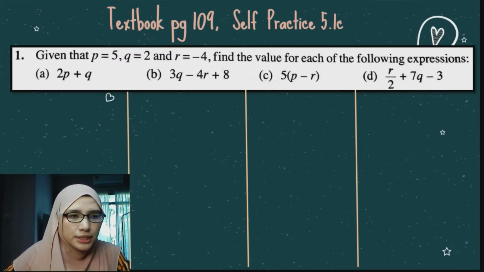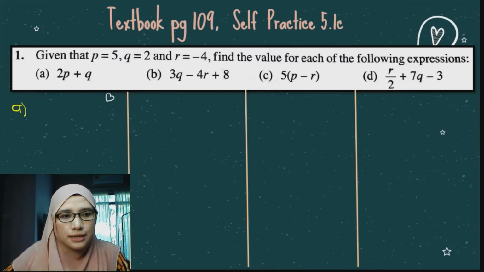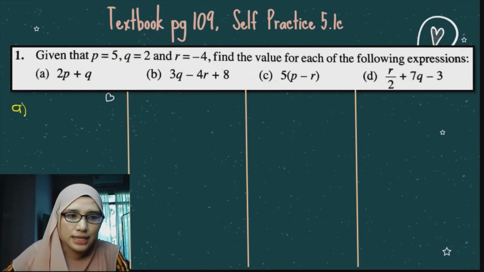Okay, let's look at question A. We have 2P plus Q. If you look at question A, you have 2 and P. That is a combination of number and letter. 2 times P, which is multiplication. Whenever you have a combination of number and letter, I always remind my students to always use bracket for each number and for each letter. That is the safest way of doing calculation.